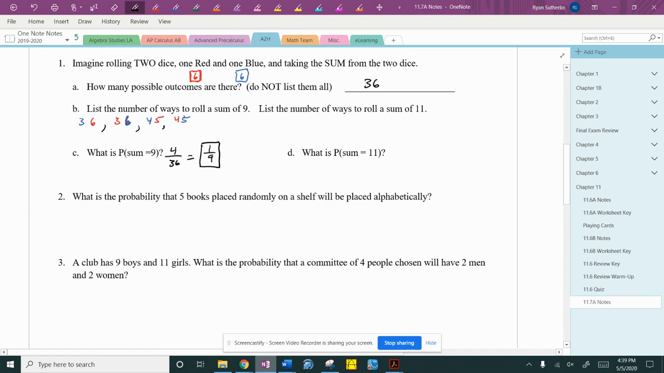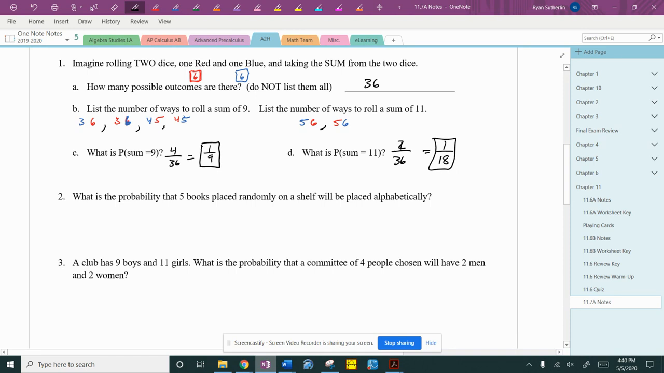Now, what are the ways we can roll an 11? There's just 2. We could do a 5, then a 6, the red and blue, or blue and red, and then we could also do 6, 5, like that. So there are 2 ways that we could do it, and so that probability is 2 out of 36, so we get 1/18.